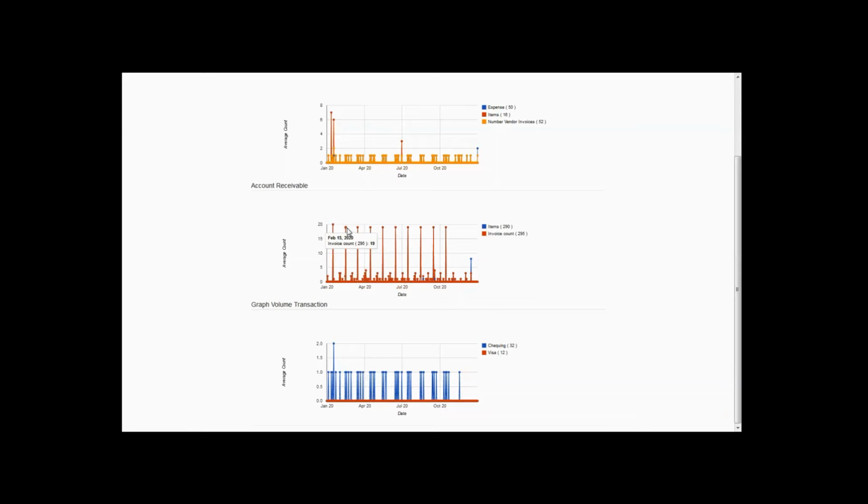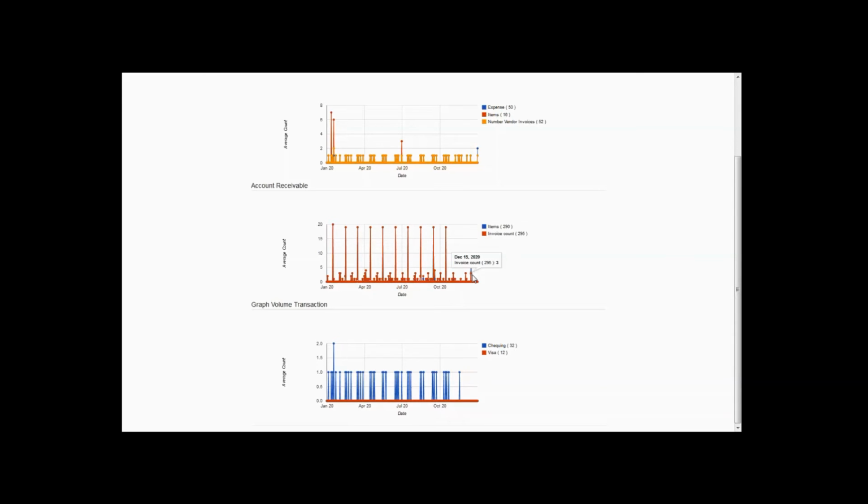Invoice count, or 20 invoices on this particular day? 20 invoices in that particular day. Well, that's 19 you're showing. Yeah, so this one was 20 and this one's 19. Well, that's very interesting. This one is how many items were in that particular invoice. So there were 8 items, I see, and there was 3.